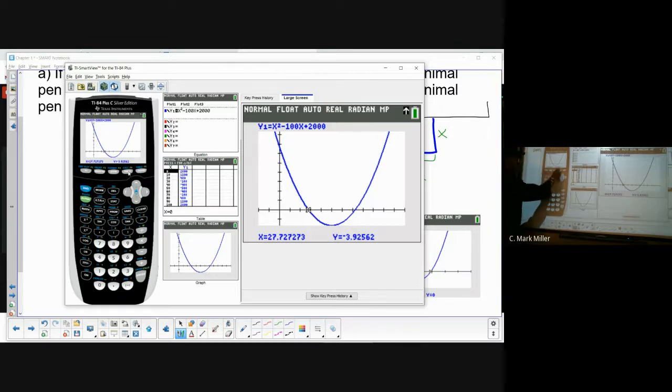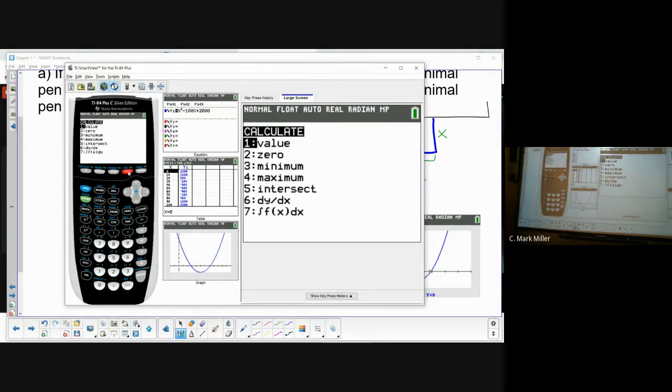So second trace. I mentioned before that you're going to be responsible for the first 5 functions on the calc menu. Second trace gives you the calc menu for calculate, right? You're not responsible for 6 or 7. Those are calculus functions. All right, so I want to know where it's 0. So I'm going to hit number 2.